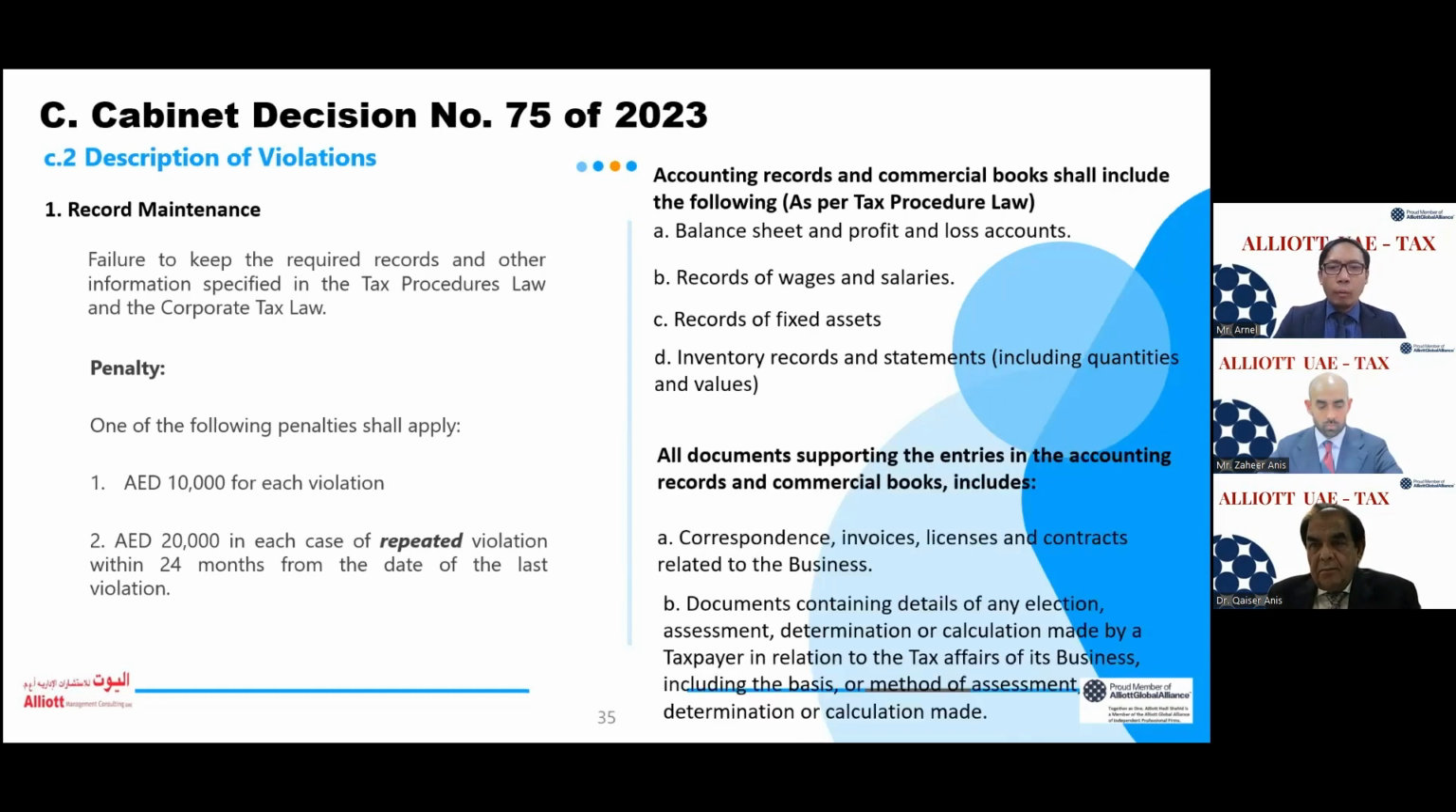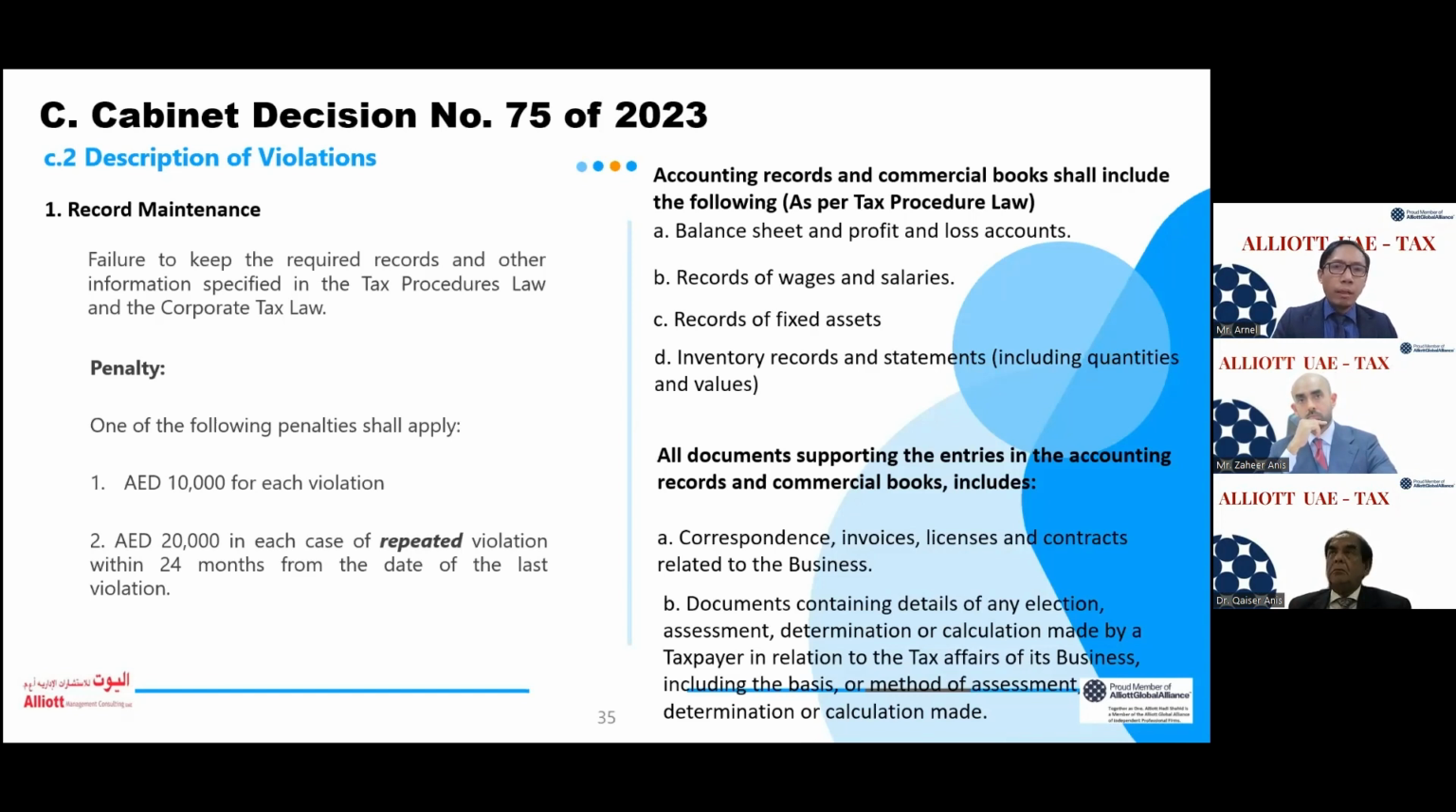What about documents related to accounting records and commercial books? That would include correspondence, your communication with third parties, with your related parties, and also with the authorities. Invoices, I think we're familiar with the value-added tax concept. So invoices, licenses, and of course the contracts related to the business. All of these are very important documents that you are going to keep. And also, as we have mentioned, it's not limited to the documents that we have to keep.